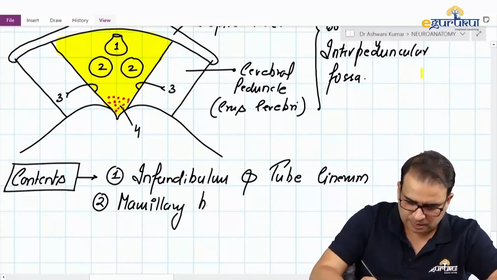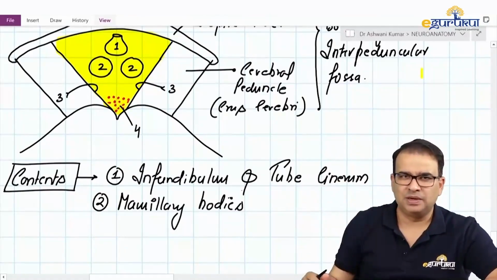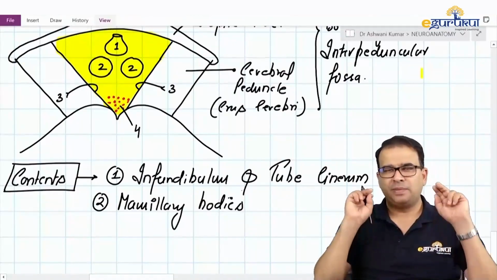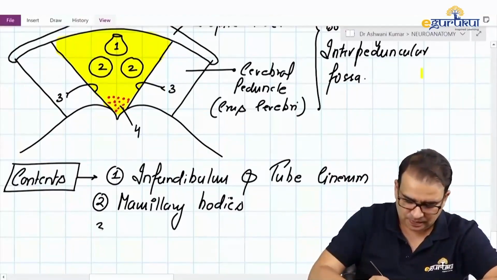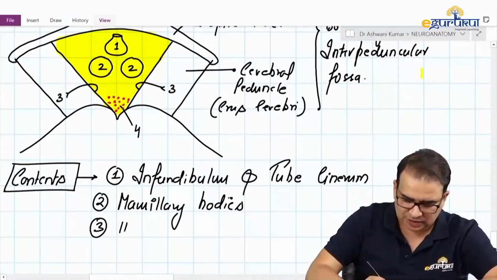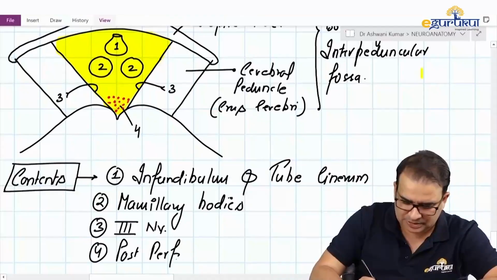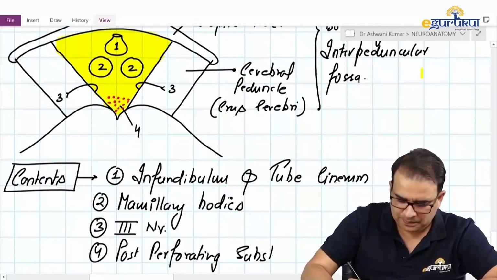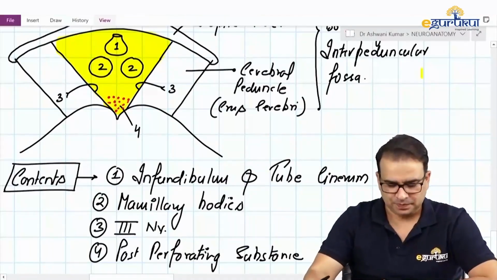Mammillary bodies are the one where the fornix will end, something we'll discuss later on. The fornix, that white matter bundle which starts from hippocampus, will end in the mammillary bodies. Number 3 is for the third nerve, that is oculomotor nerve. And number 4, which you should know more about, that is posterior perforating substance.